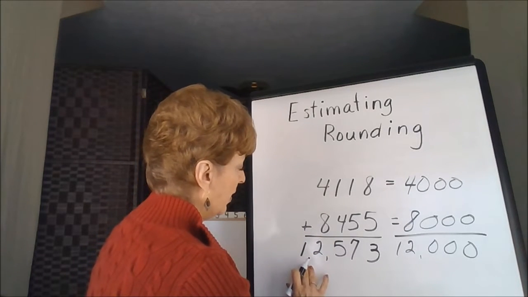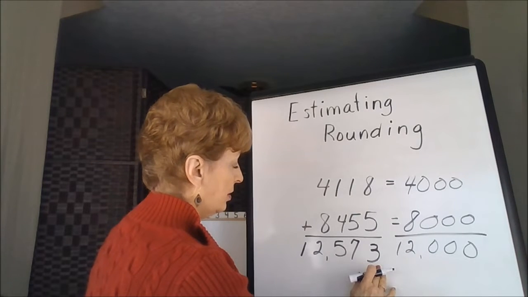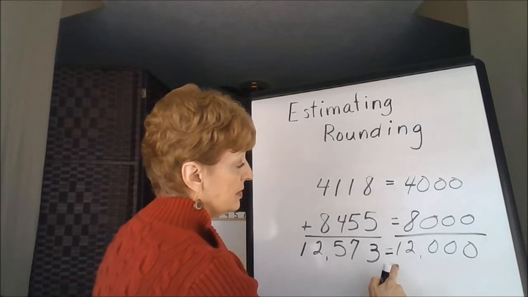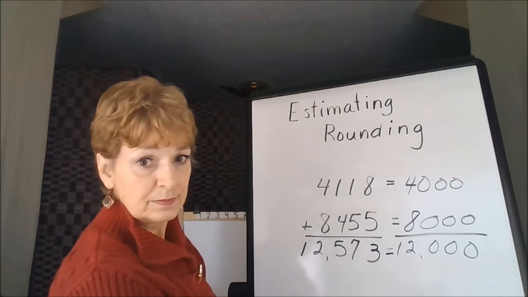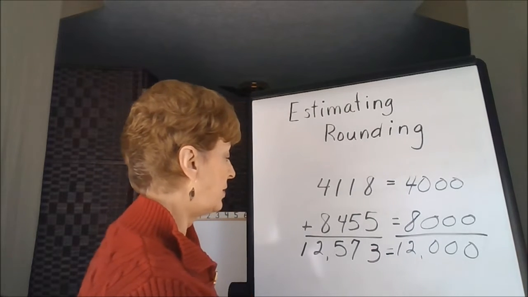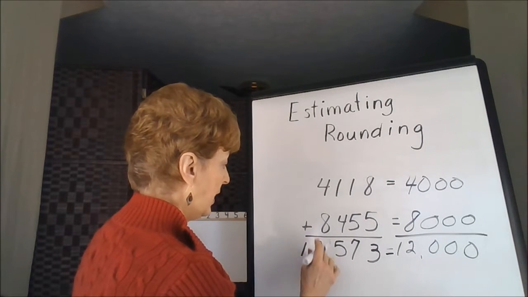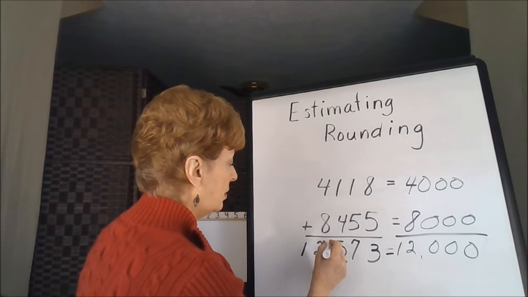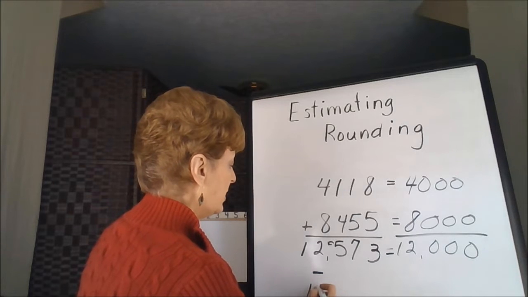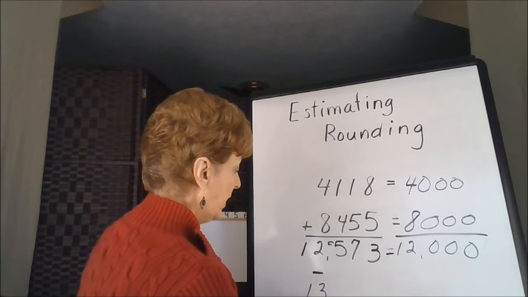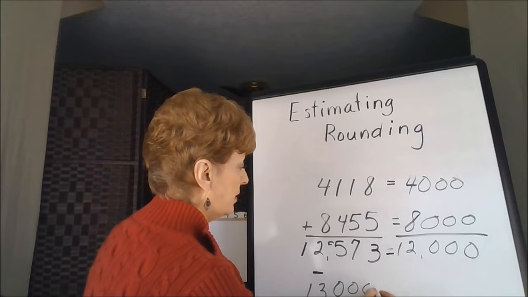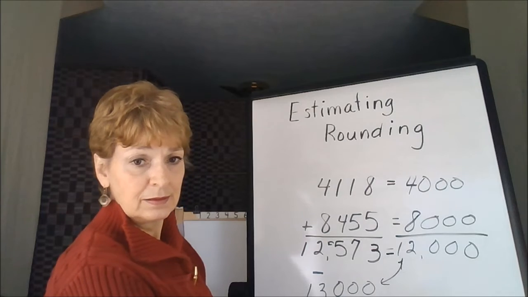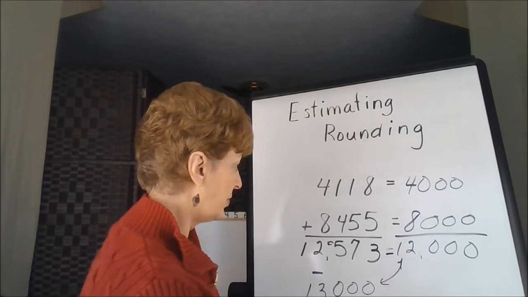So the actual answer, 12,573, is close to the 12,000. If we were actually going to round this to the nearest 1,000, though, the 5 would have power to change this to a 13, the 3, and then all the zeros. So we are within the range of the 12,000 to the 13,000.